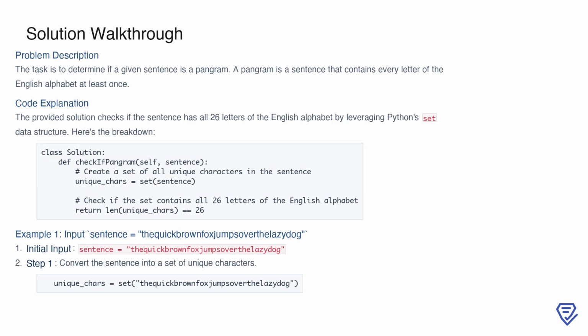First, we define a class Solution with a method checkIfPangram that accepts a sentence as input. The key idea here is to convert the sentence into a set of unique characters using set_sentence. This allows us to extract all distinct letters in the sentence, ignoring duplicates. Next, we simply check if the size of this set equals 26, which is the total number of letters in the English alphabet.